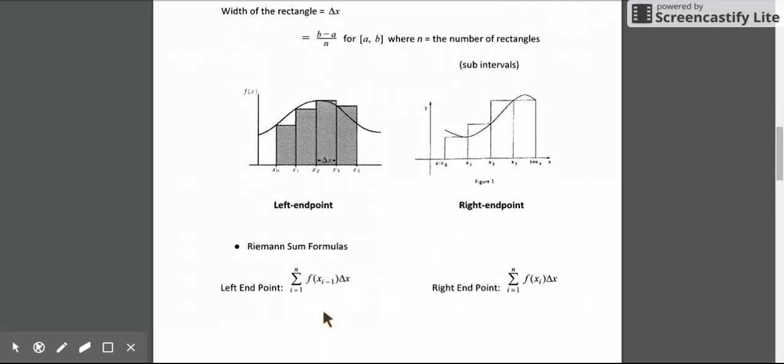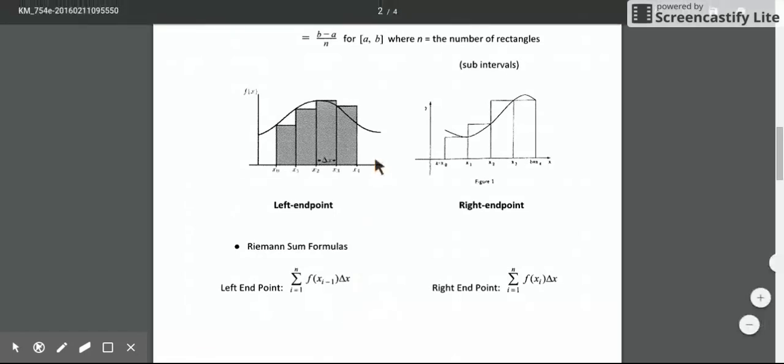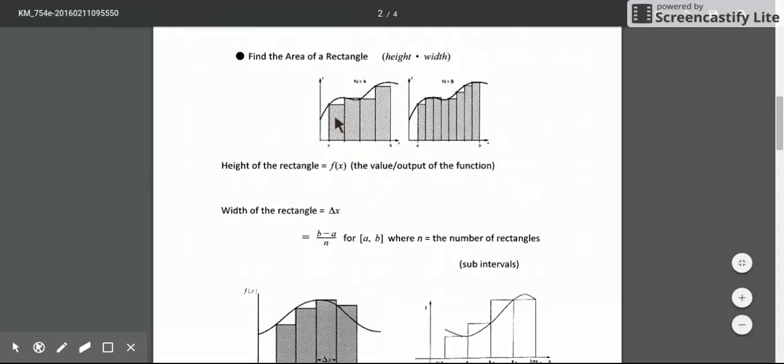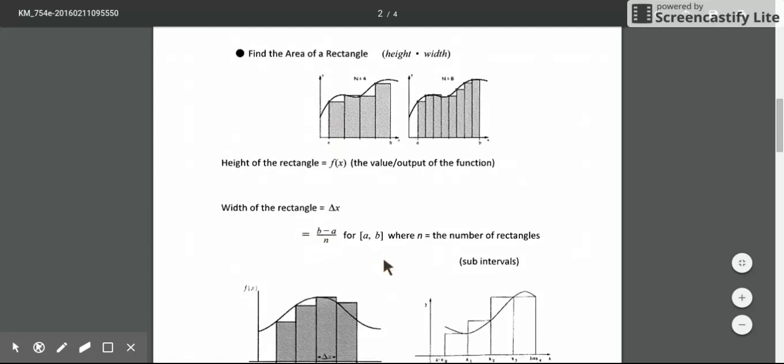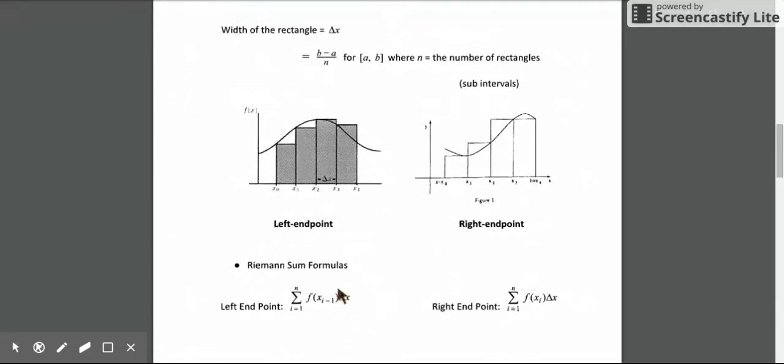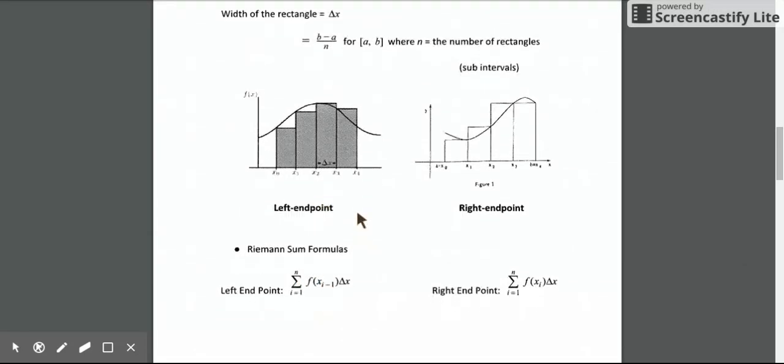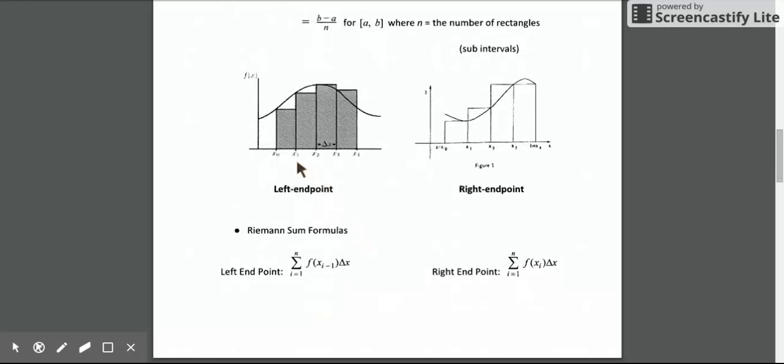In a previous video, I described sigma notation. And so there are Riemann sum formulas using sigma notation. If you understood how to find the height of the rectangle using the function value and the width of the rectangle using this formula, then you don't need to understand the Riemann sum formula using sigma notation, because it's saying the same thing. But I'll explain it just in case it makes a little bit more sense.